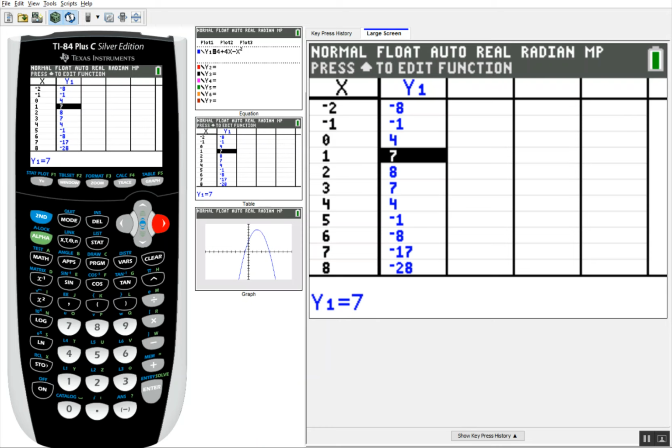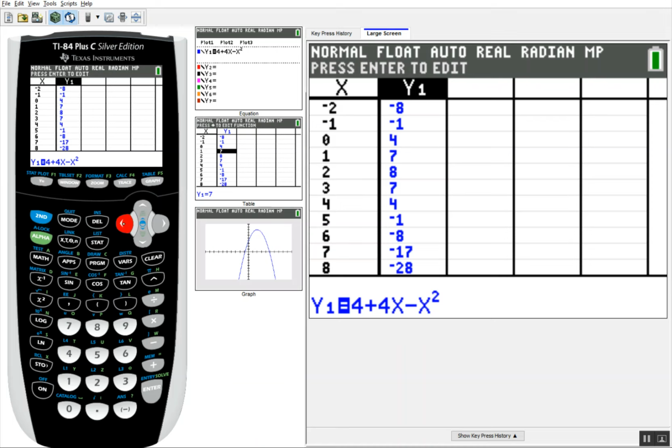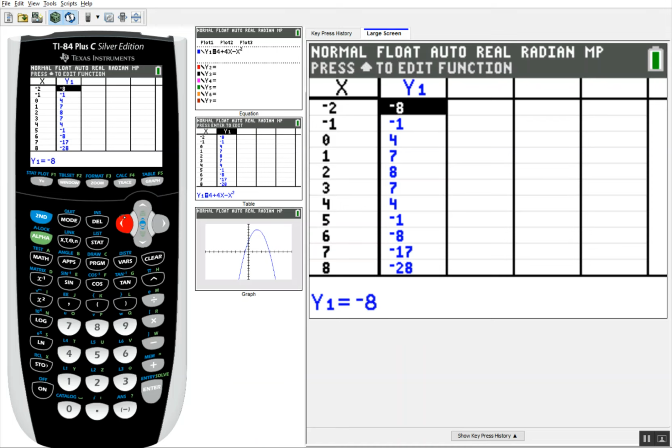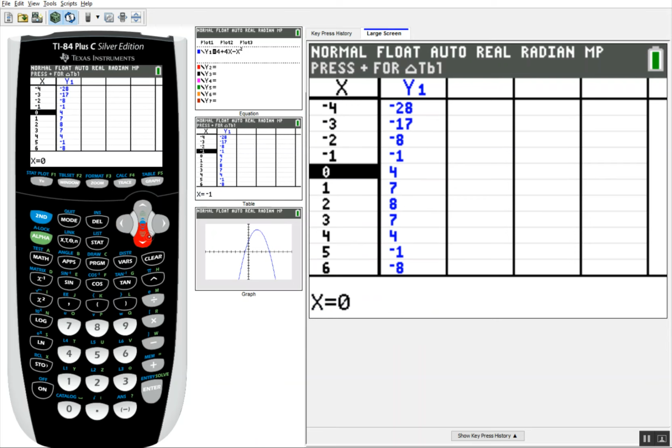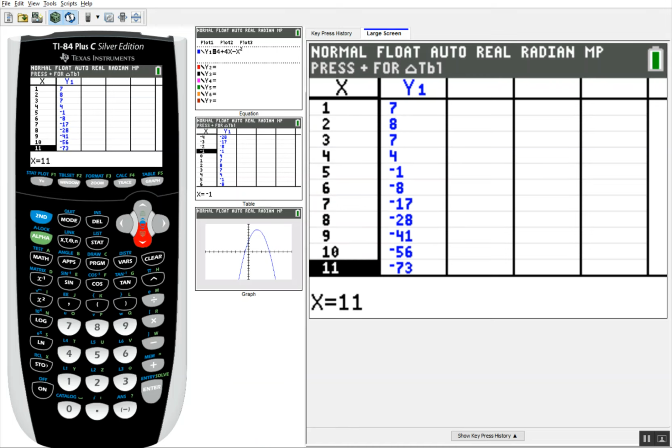Also, if you want to see a value outside this range, this will scroll up and down. So if I wanted to see what -3 was, I go over here to the X column and push up. And notice that -3 will give me a -17, -4 will give me a -28, and I can push in the other direction as well. So you're not limited to the range of values that by default come up on the screen.